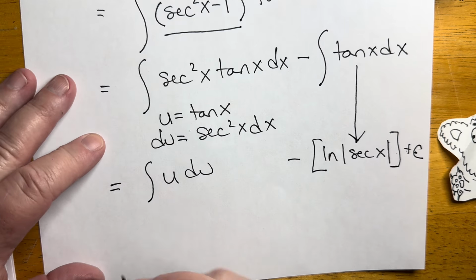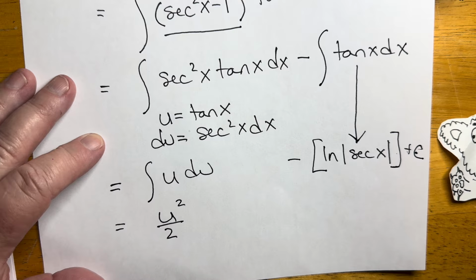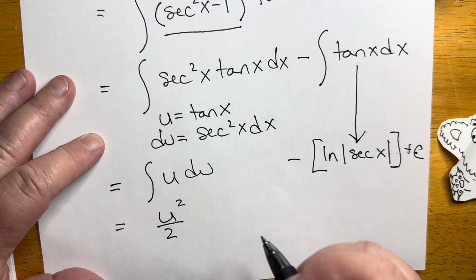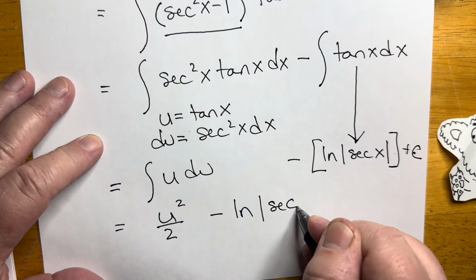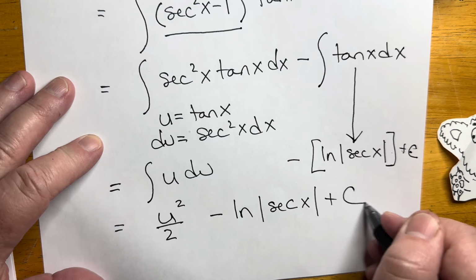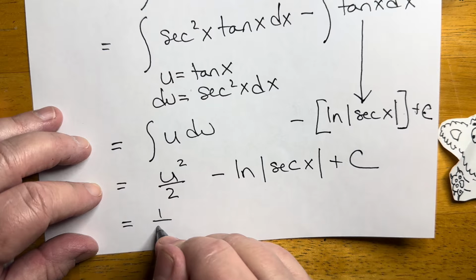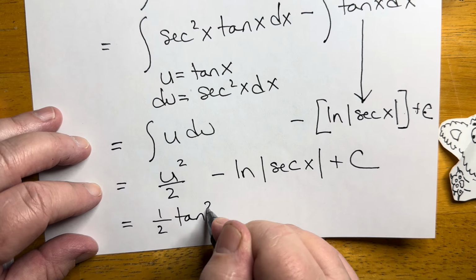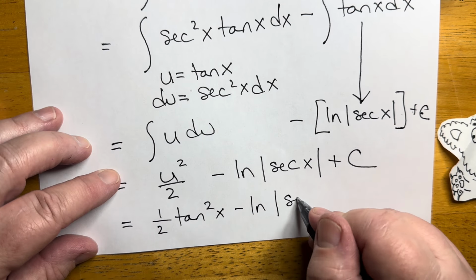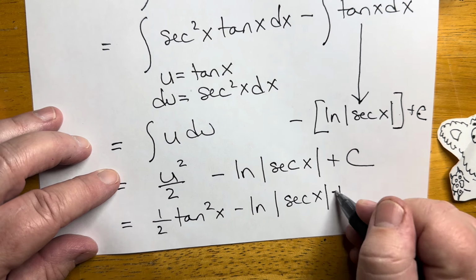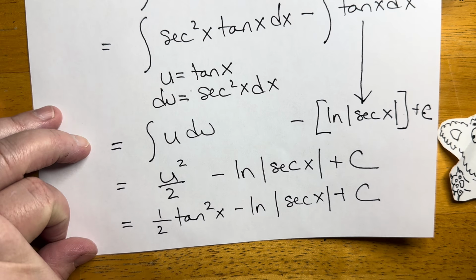The integral of u du is u squared over 2. And again, normally plus c, but I've already got that. And then what was the u? The u was tangent. So I've got 1/2 tangent squared x minus natural log of the absolute value of secant, plus c. What do you guys think?